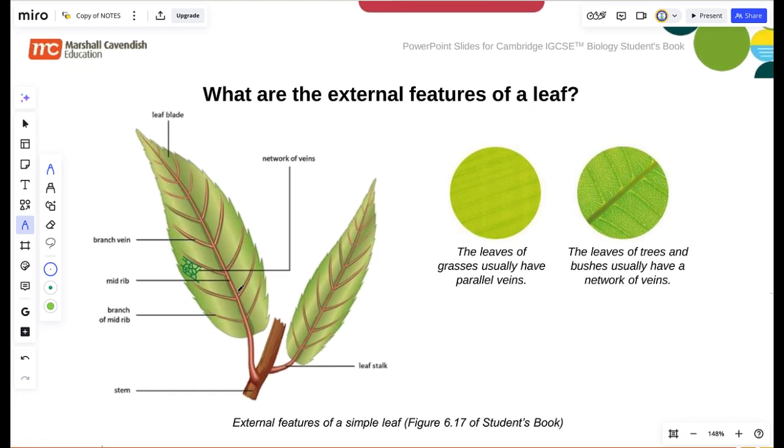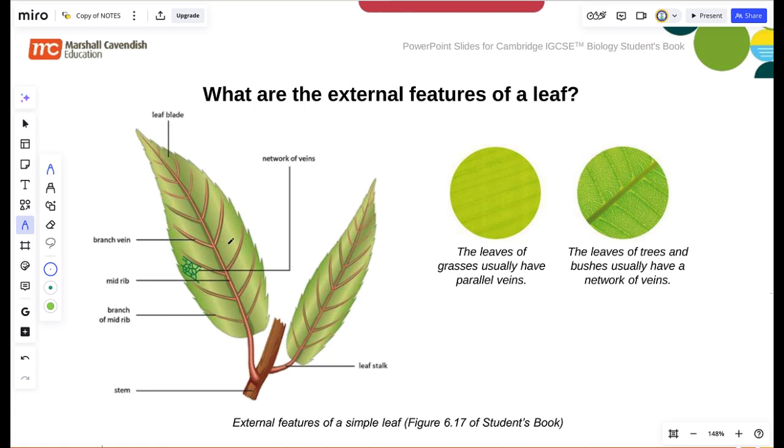Okay, these are what the external features of a leaf look like. If you take a look, this is the external structure of a leaf. This is the leaf blade. All these ones are called the leaf blades.